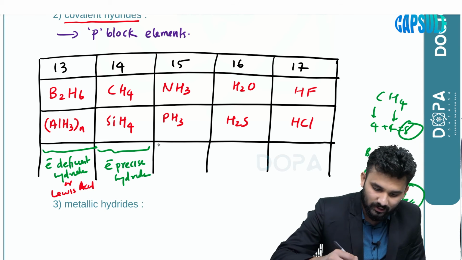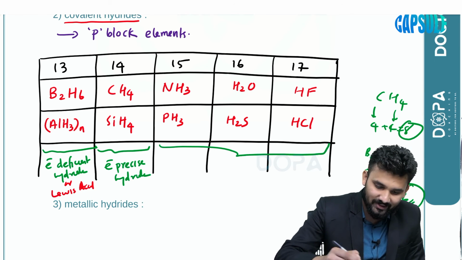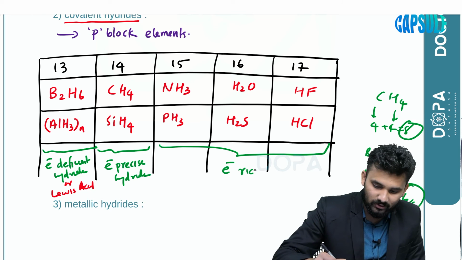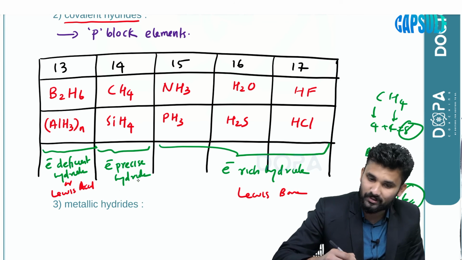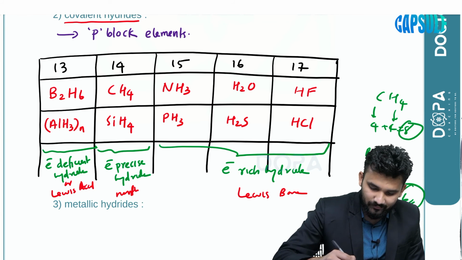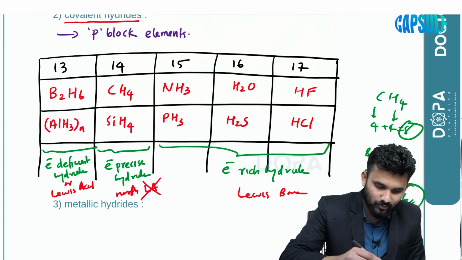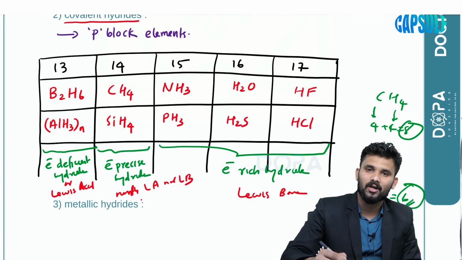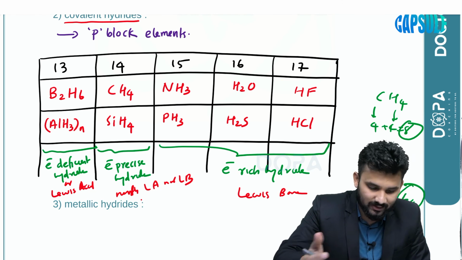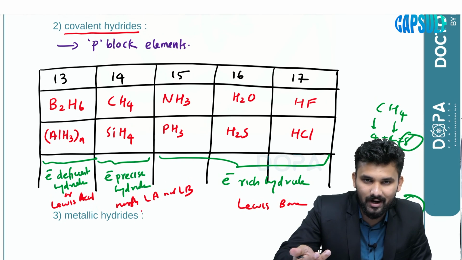The 15th, 16th and 17th group hydrides are called electron rich hydrides. Electron rich hydrides donate electrons, so they are Lewis bases. Electron precise hydrides are neither Lewis acid nor Lewis base. Are you okay? These are the examples of covalent hydrides.